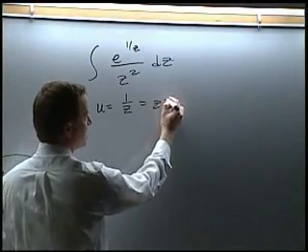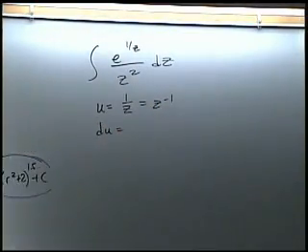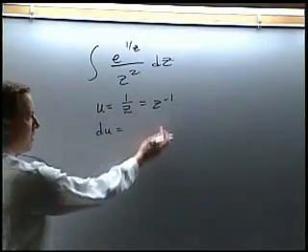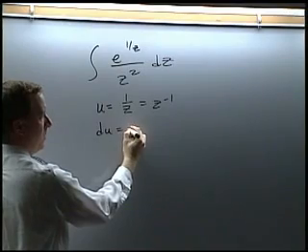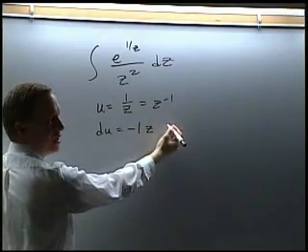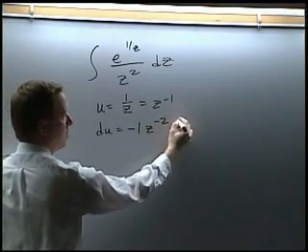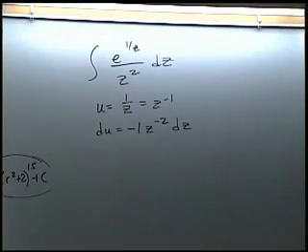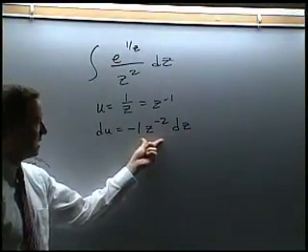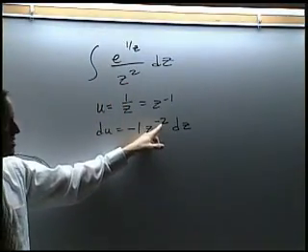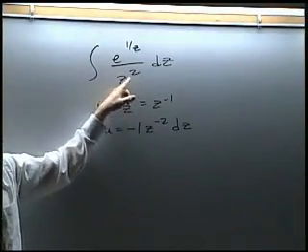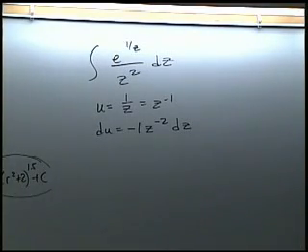Because if I think about this as z to the negative 1, what's du? What's the derivative of something to the negative first? Negative 1, z to the negative 2, and then I've got a dz on the end of this. So here is my derivative. Now, does this match up with the denominator somehow? And the answer is yes, because z to the negative second is the same as z squared in the denominator. So we have a good match here.